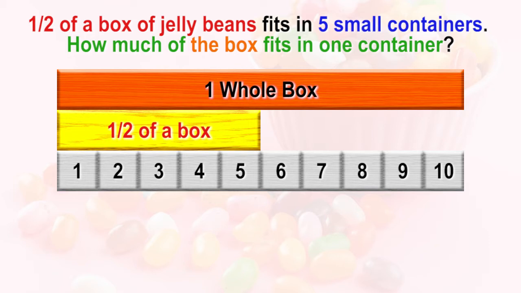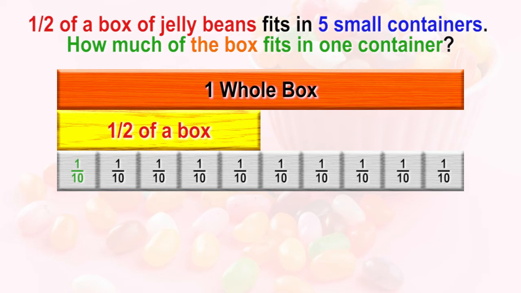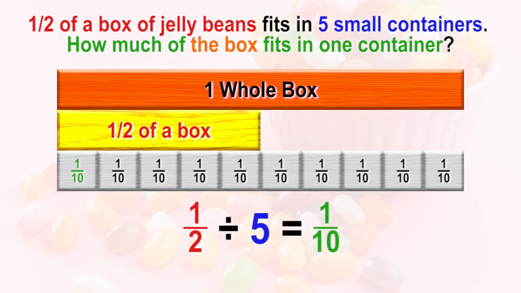Each white rod, or each container, fits 1/10 of the whole box. The equation to represent this problem is 1/2 divided by 5 equals 1/10. In other words, 1/2 is 5 groups of 1/10. 1/2 is an equivalent fraction to 5/10.